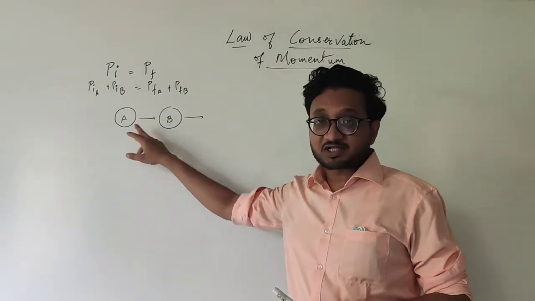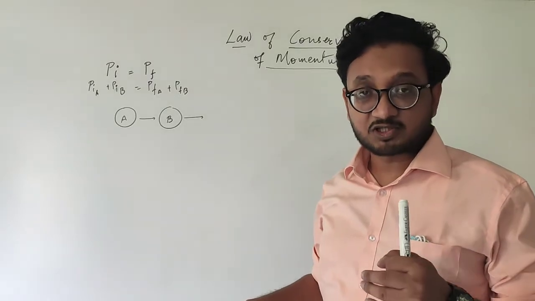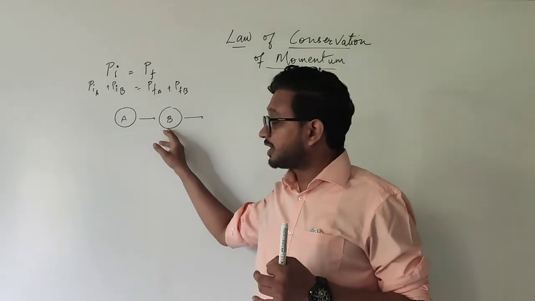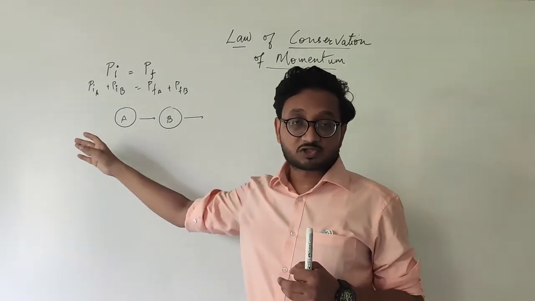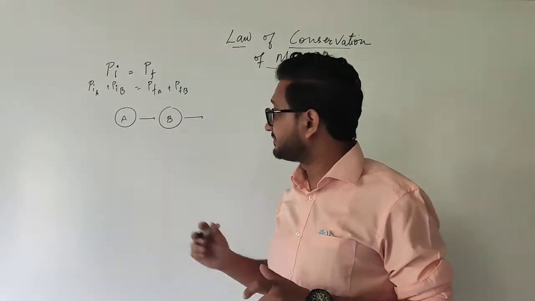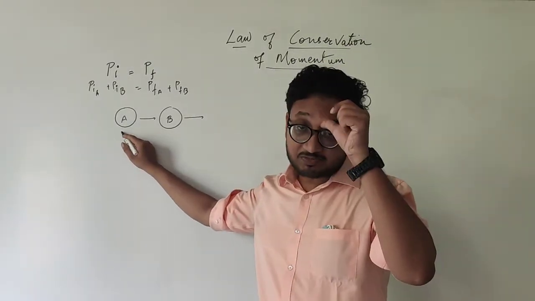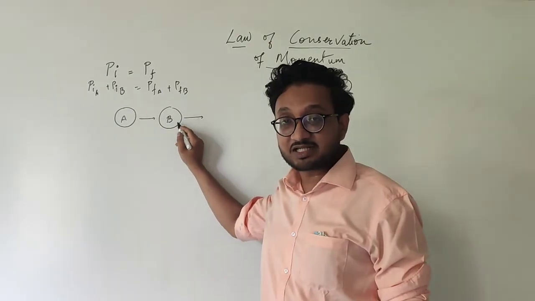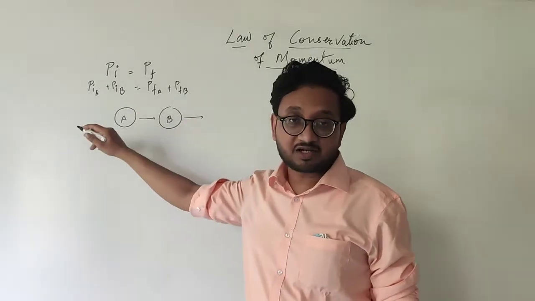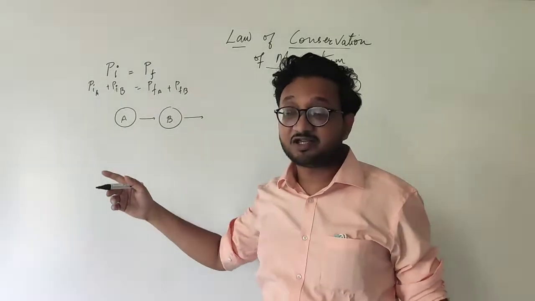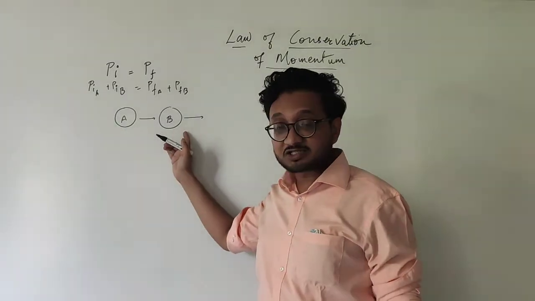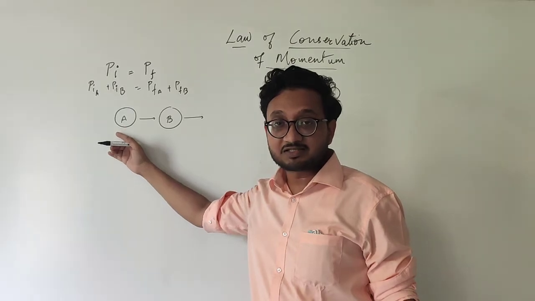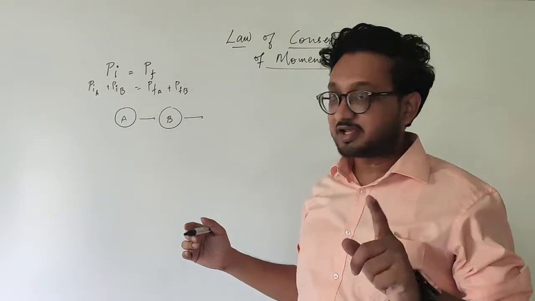When this object is striking this object, it is the action from the third law of motion, and at the same point, this object also applies a force on this one. So there is a reaction. When ball A applies the action, its velocity changes, and at the same point, B also applies the reaction on A. Therefore, its velocity decreases. So this velocity increases and this one decreases because of action and reaction.